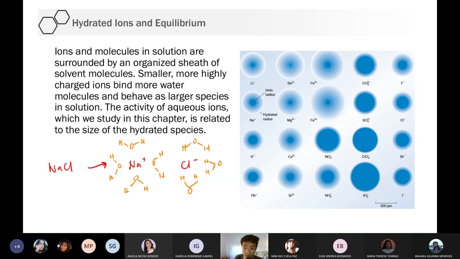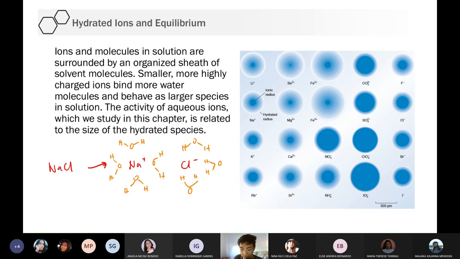The area na may tubig around the ion, that is called the hydration sphere, no? And the hydration sphere differs, no? Depending on the charge of the ion or depending on the molecular size of the ion, the hydration sphere varies, no? Kapag malaki yung ion, edi mas malaki yung hydration sphere. Pag mas malaki yung charge niya, mas malaki yung hydration sphere, no? So, ganun. Basahin natin to.